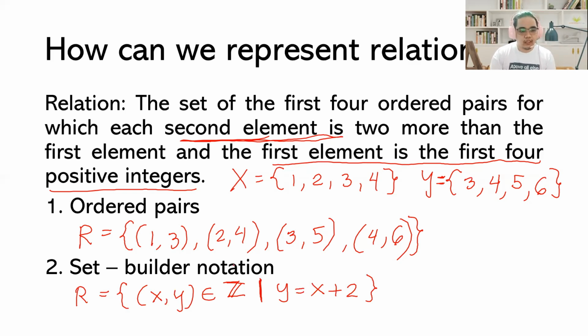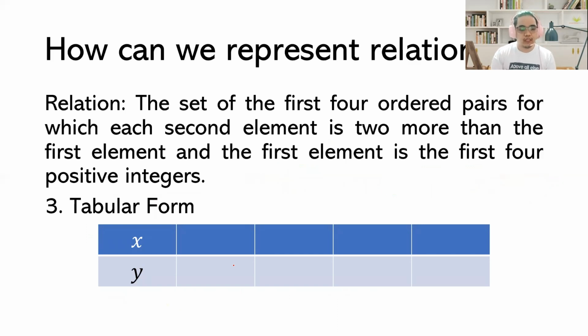Okay? And then, the next one is by using a tabular form. So for this one, you write the domain. What is our domain? 1, 2, 3, 4. Then afterwards, you just write the range. So what was the partner of 1 earlier? Right? 3, 4, 5, 6. So as simple as that. So we can see there, each element, let's say 1, when you add two to it, that becomes the second element, which is 3. Same goes with this pair, 2, 4, 3, 5, and 4, 6.